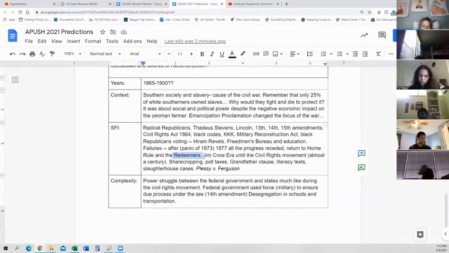And slowly but surely over the next 10 to 20 years, depending on where you are in the South, white supremacists and Democrats start working their way back into the local state elections, back into the House of Representatives and into the Senate. And they do that by passing laws that limit African Americans from voting. In order to even get to that point, though, they're using the Klan to intimidate African Americans who had previously been voting.